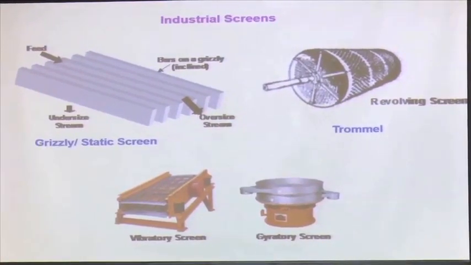Do you understand what is the meaning of screen? Suppose this could be a screen surface. Any particle which is finer than this aperture will pass, and coarser than that will be retained. These particles I will again resend to my crusher to break. That is how I am trying to control it, but still you cannot avoid the generation of fines.